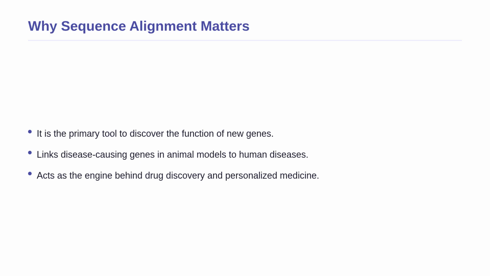You might be wondering, why does this simple act of lining things up matter so much in the real world? It is actually the primary tool scientists use to discover the function of a newly sequenced gene. For instance, if a new gene aligns perfectly with a known gene that causes a specific disease in mice, we can hypothesize that the new gene might cause a similar disease in humans. Without this technique, massive databases of genomic data would be completely unreadable. It is the engine driving drug discovery and personalized medicine.